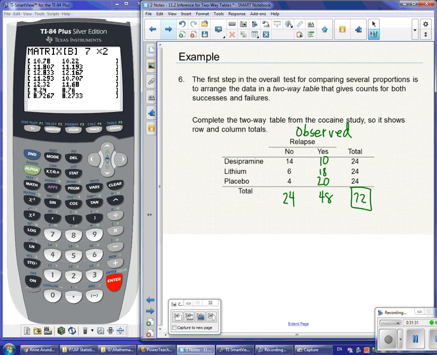And notice that this is one group of individuals categorized two different ways.